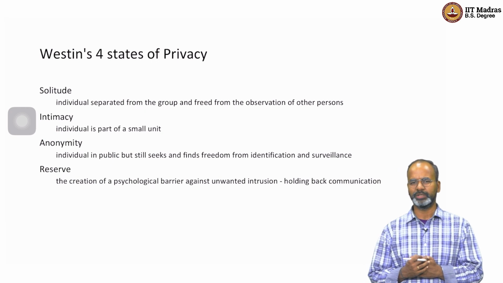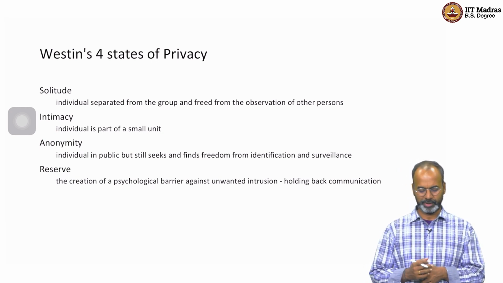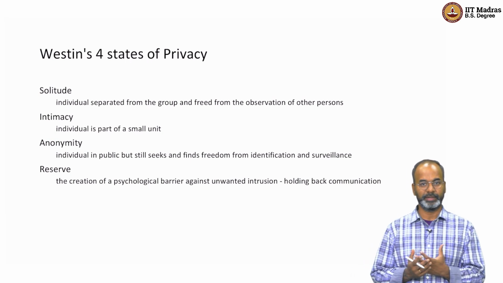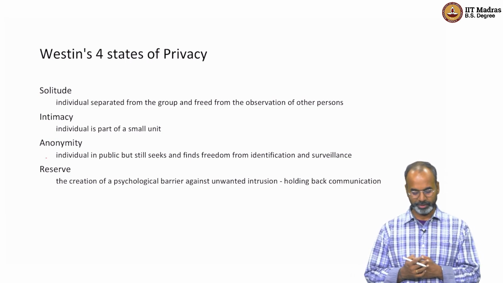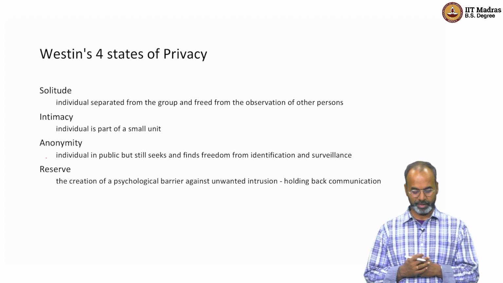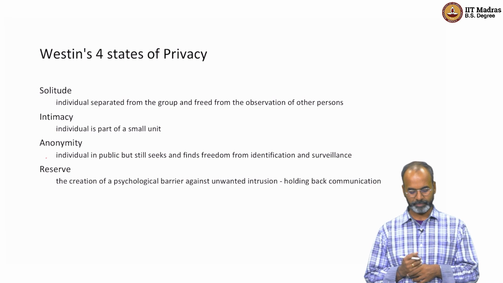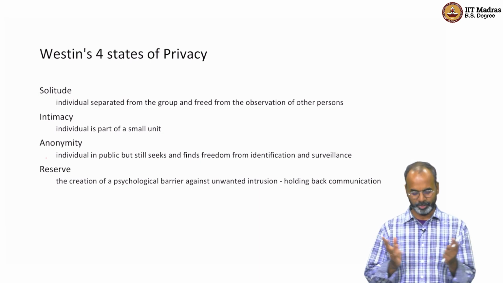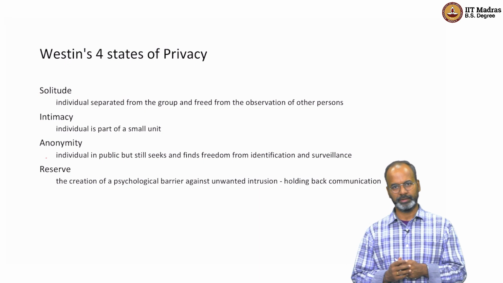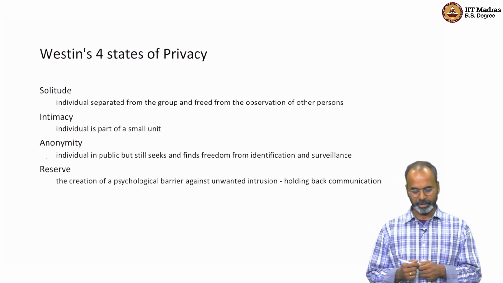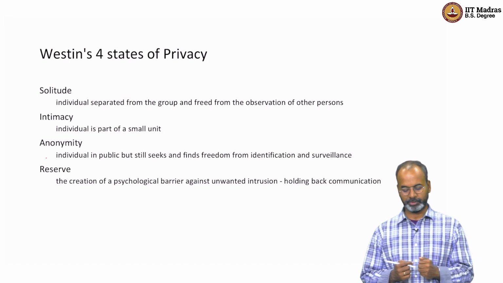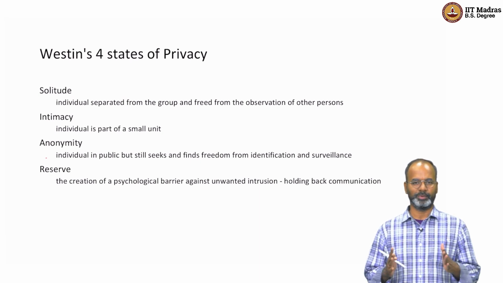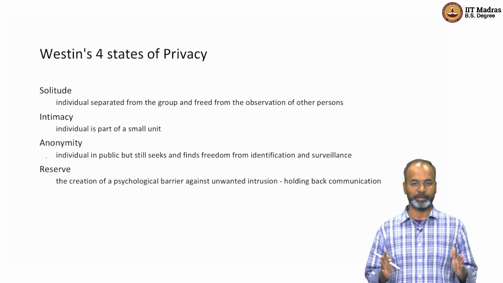Westin at some point also decided to think about privacy as states. He thought about it as states, and he called them solitude, intimacy, anonymity, and reserve. Solitude: an individual separated from the group and freed from the observation of other persons. So this means I want to be let alone. I'm staying alone. I'm not part of any groups.